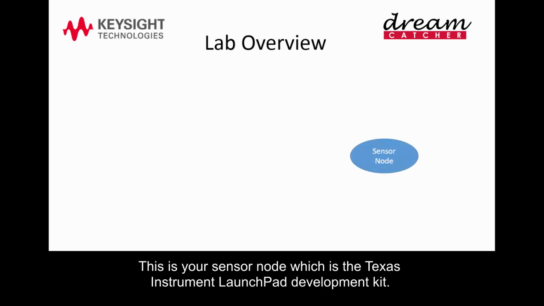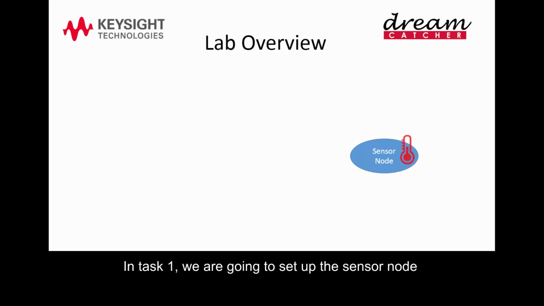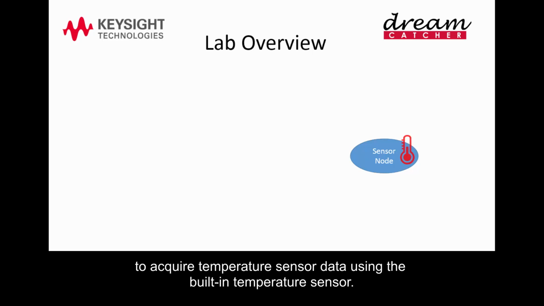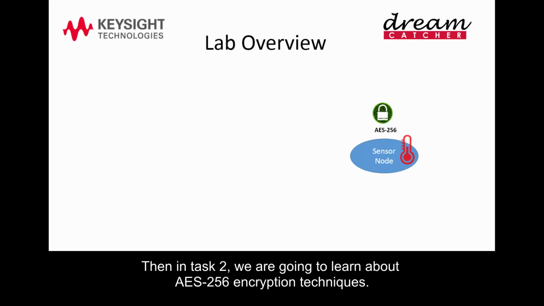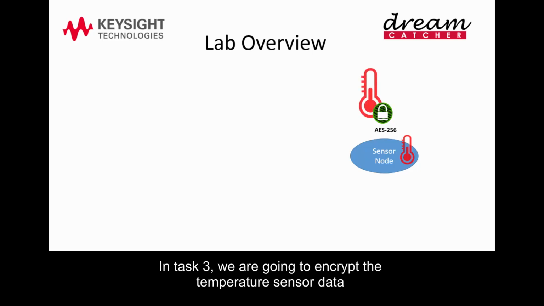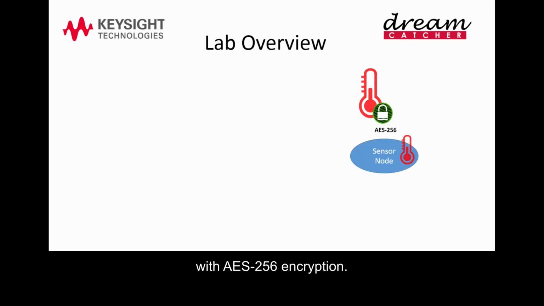This is your sensor node, which is the Texas Instrument Launchpad Development Kit. In Task 1, we are going to set up the sensor node, to acquire temperature sensor data using the built-in temperature sensor. Then in Task 2, we are going to learn about AES 256 encryption techniques. In Task 3, we are going to encrypt the temperature sensor data with AES 256 encryption.